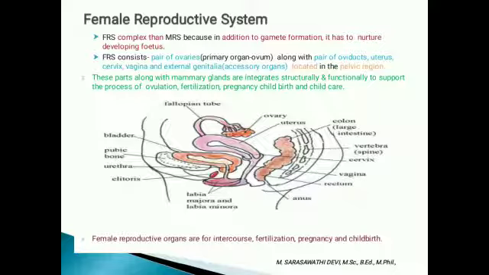These organs are accessory organs located in the pelvic region. These parts, along with the mammary glands, integrate structurally and functionally to support the process of ovulation, fertilization, pregnancy, childbirth and childcare. The picture shows the female reproductive system. The female reproductive organs are made for the purposes of intercourse, fertilization, pregnancy and childbirth.